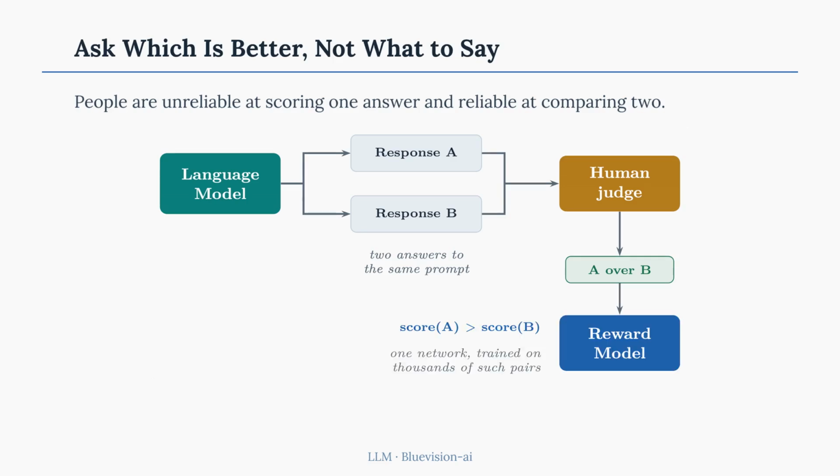And now, the clever part. You train a network on thousands of those choices, and its only job is to predict which one a person would have picked. Once it's trained, it'll score answers nobody has ever ranked. That's a reward model, and it's ordinary supervised learning.